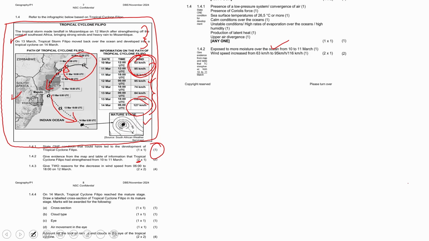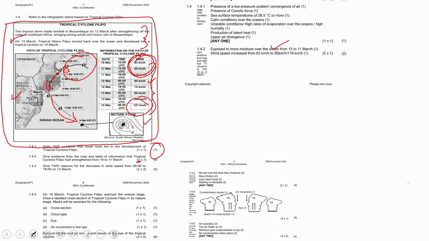Okay? And then I'll take 14.3. Give two reasons for the decrease in wind speed from 6 in the morning to 18 hours on the 12th March. Okay? Now let's see what happens here. The cyclone moved over the land. Remember, over the land, there'll be less moisture. We have dealt with that.